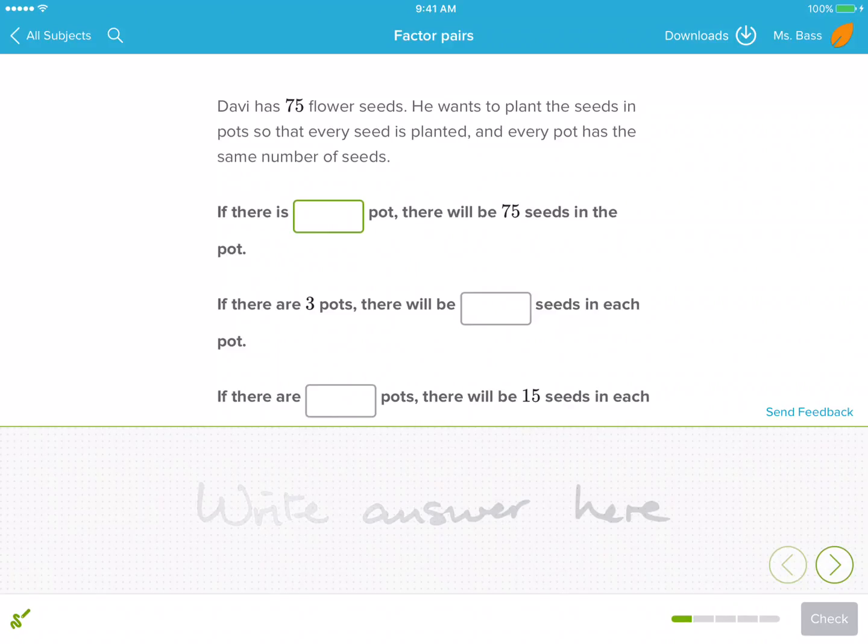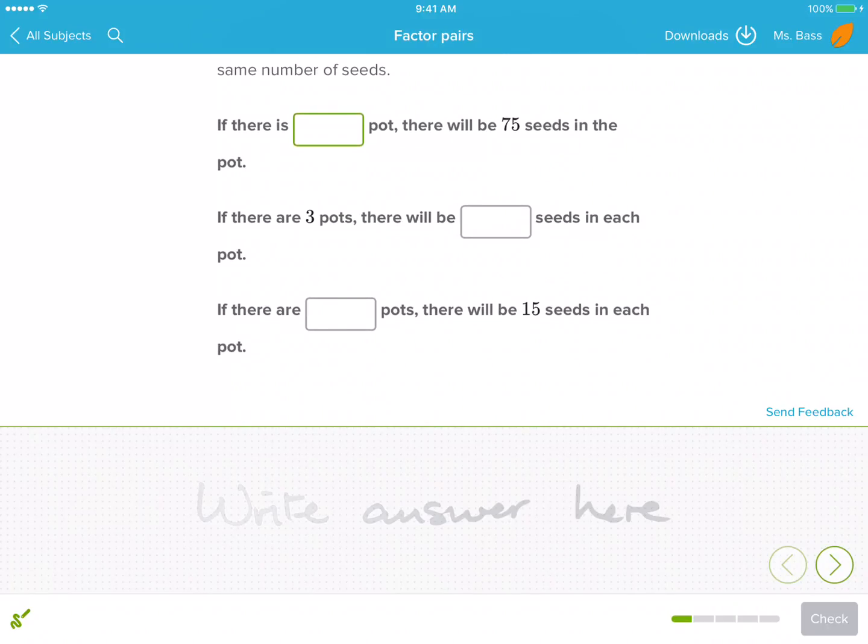Okay, so it says David has 75 flowers. He wants to plant the seeds in pots so that every seed is planted. Every pot has the same number of seeds. If there are blank pots, there will be 75 seeds in each pot. If there are 3 pots, there will be how many seeds in each pot? And if there are blank pots, there will be 15 seeds in each pot.